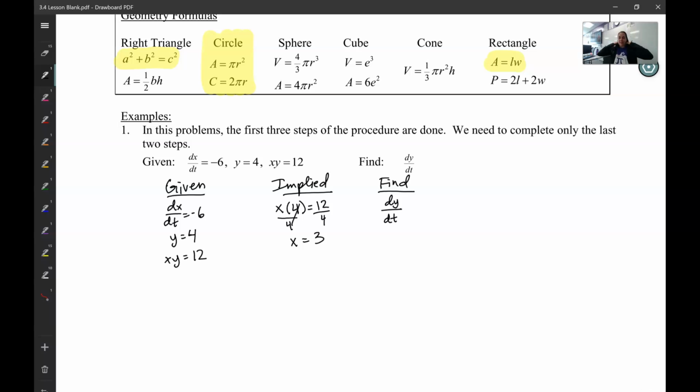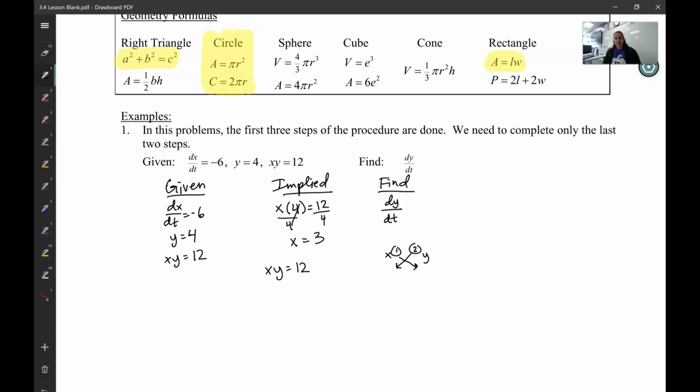Now, just like last time, we're going to find an equation that relates all the variables. In this one, it's already given to us. And now we want to differentiate that equation that relates all the variables. This is a product rule, so I have to do the first one times the derivative of the second, plus the second times the derivative of the first.